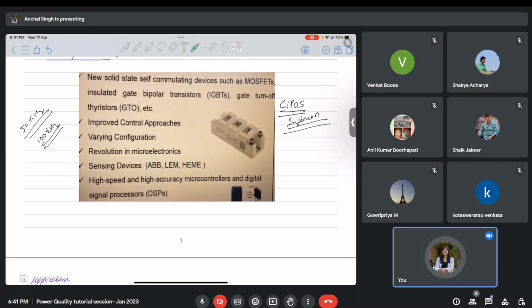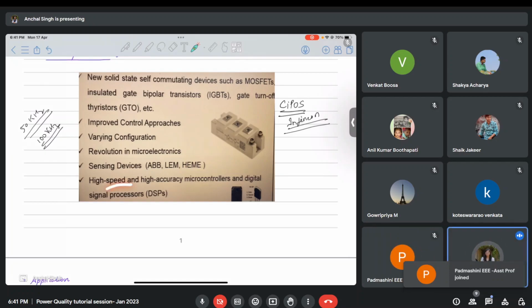Then there are high speed and high accuracy microcontrollers and digital signal processors, right? As I mentioned, there is high accuracy and high speed, like a 200 megahertz clock frequency. If you increase the clock frequency, the speed increases. So that is why high speed and high accuracy. All of us want maximum accuracy, right? None of us want 10% error in my reading. All of us want our output with 0% error.